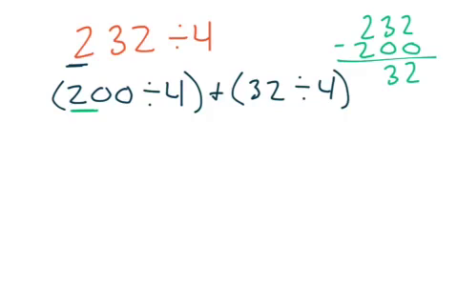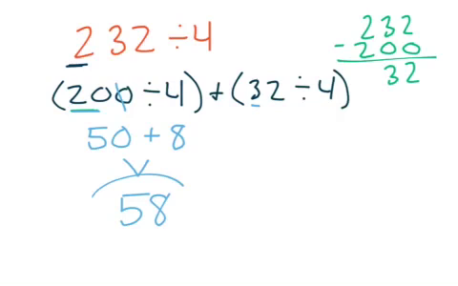All right. Now, again, I'm thinking about multiplication when I'm dividing. So, how many times does 4 go into 20? Well, it goes in 5 times, and I'm left with 0. Then, how many times does 4 go into 32? It goes in 8 times. So my final quotient is 58.